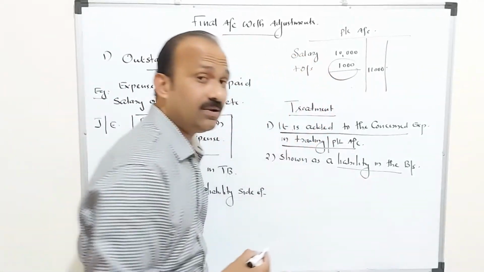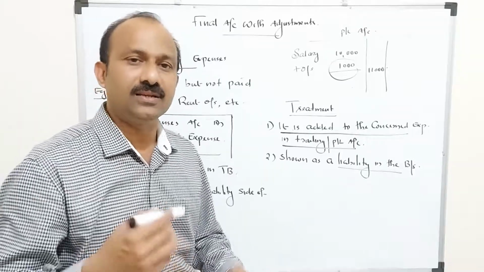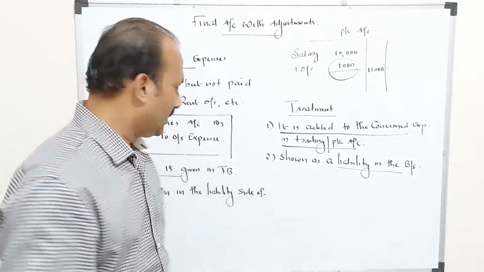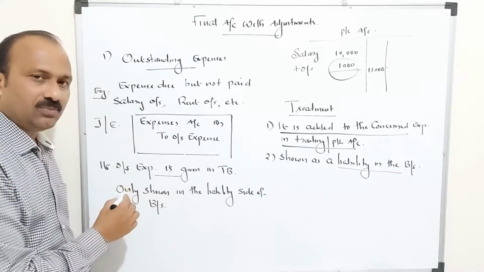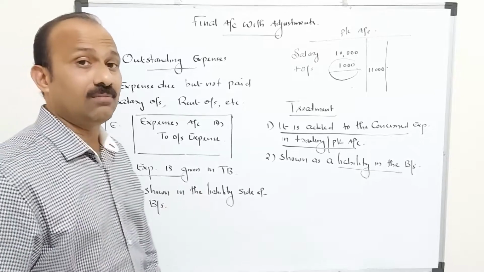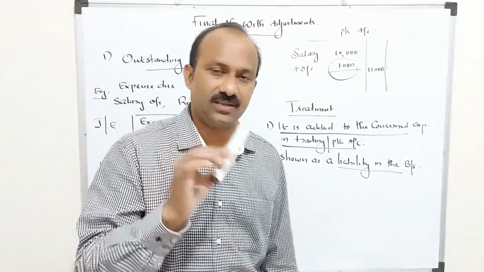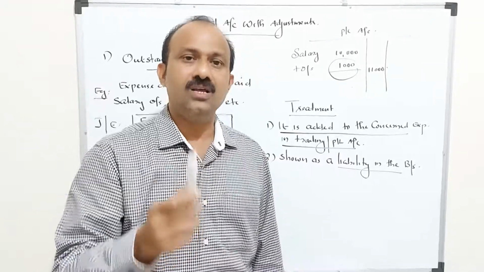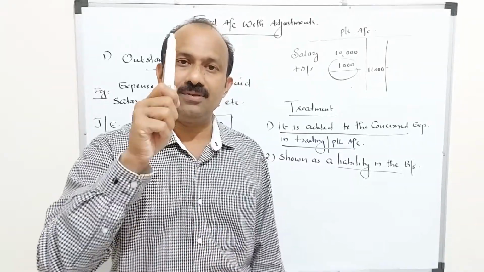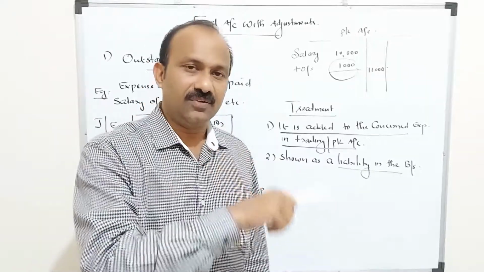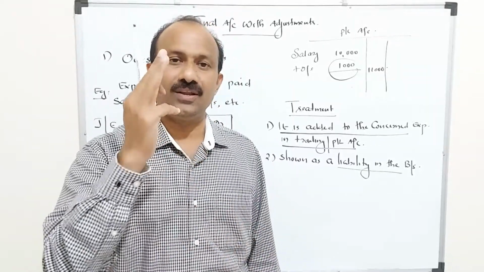Why it is shown as a liability? Still not paid. Maybe later only they will pay. That's why it is shown on the liability side in the balance sheet. Another important point to be noted. Sometimes the outstanding expense may be given in the trial balance, not in the adjustments. There is a confusion that will come. It is related to the previous years, not paid. So it should be shown only on the liability side of the balance sheet. Only one treatment is there. But if it is shown in the adjustment, you can see two treatments are there.